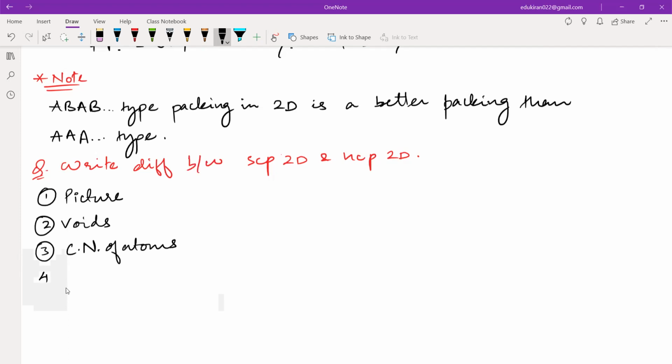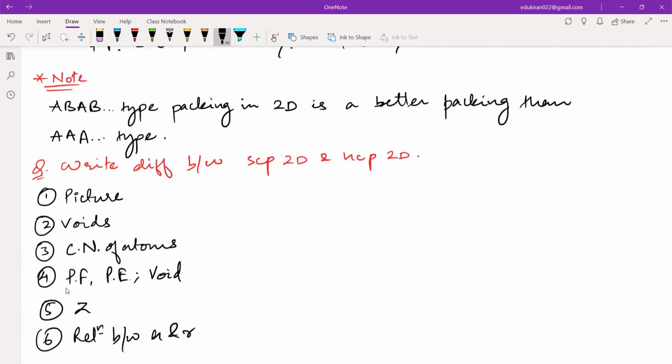Next, you will tell me what is the packing fraction, packing efficiency, void percentage. Fifth item that you will write is the Z, for both the cases. Sixth, you will write the relation between a and r. Then seventh, at last, you can write the unit cell. So there are 7 points of differences that you can write for SCP and HCP. And even if you write and remember 5, that will be fine.